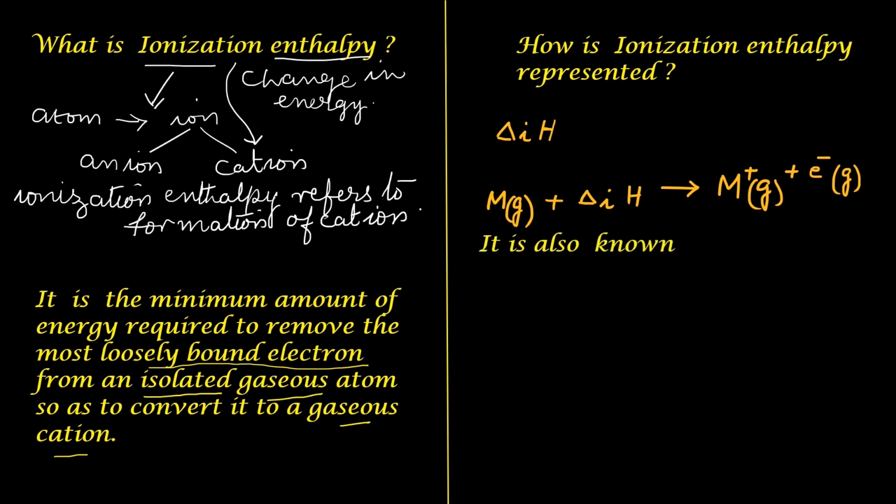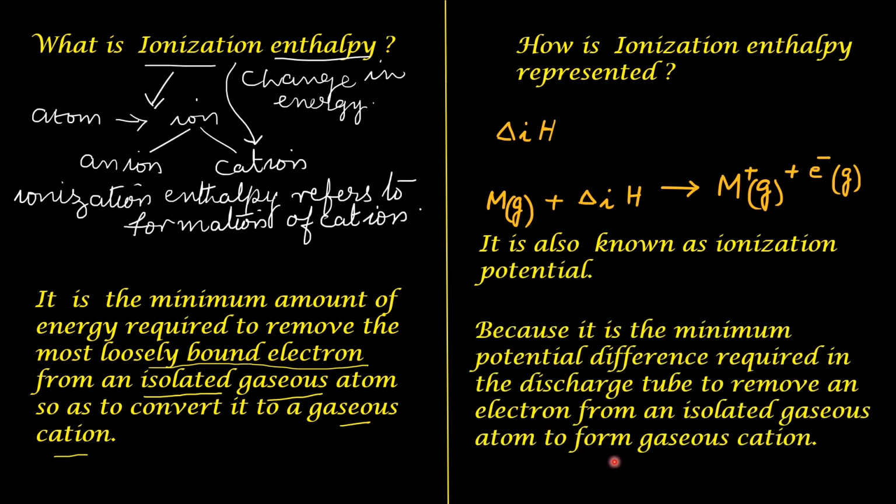Ionization enthalpy is also known as ionization potential because a minimum potential difference between the electrodes is needed in the discharge tube for releasing electrons from the isolated gaseous atom. You have already learned the discharge tube experiment.